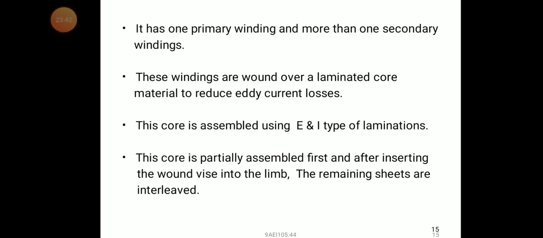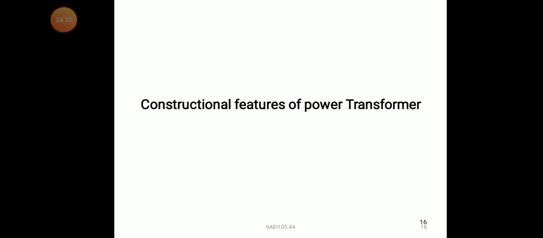The main advantage of the power transformer is that it has one supply winding, but it may have two or more secondary windings. So it has the primary winding and more than one secondary winding. These windings are wound over a laminated core material to reduce the eddy current losses. This core is assembled using E and I type laminations. The core is partially assembled first, and after inserting the wound wire into the limb, the remaining sheets are interleaved.